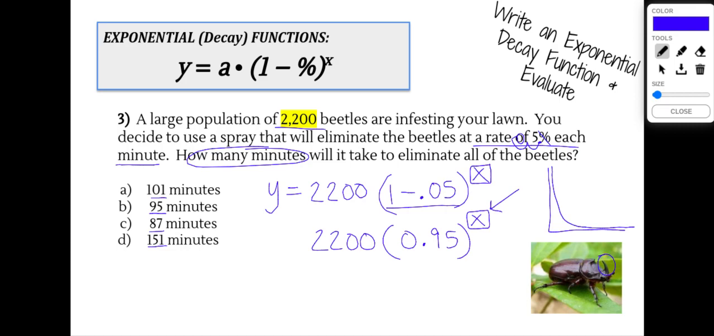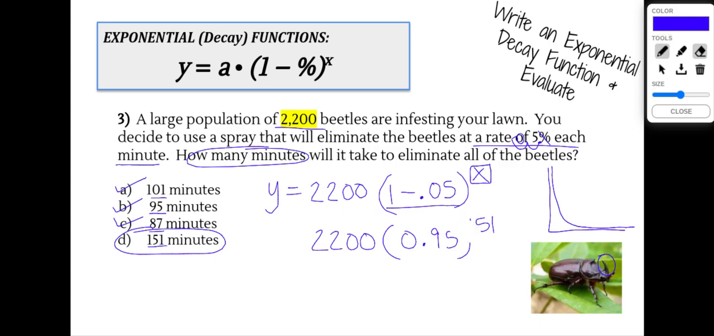So if you even tried A and you're plugging in A, you still got beetles left. So that means if you have waited 101 minutes and you still have beetles left, you're still going to have beetles at 95 and 87 minutes. Try 151 minutes. Try plugging in the exponent 151. So right here, let's make this 151 and see what happens. Type that into your calculator.